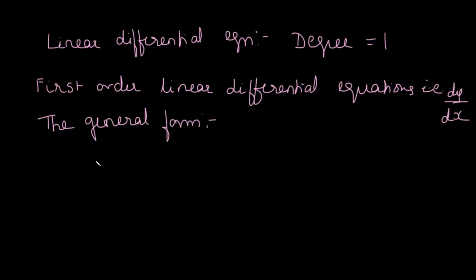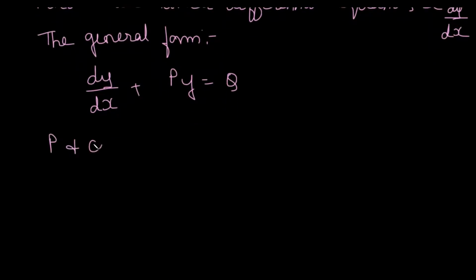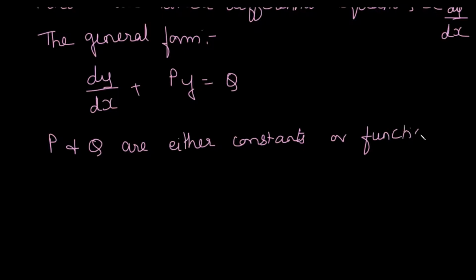The general form is given by dy by dx plus Py is equal to Q. Here, P and Q are either constants or functions of x. So in this case, such an equation is known as a linear differential equation of the first order. This form is what we are going to study just now.